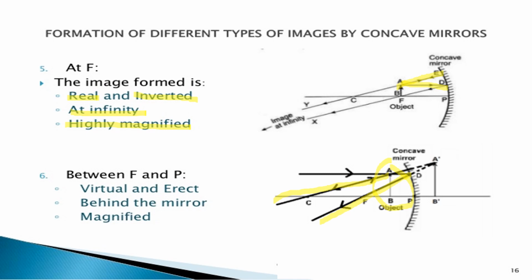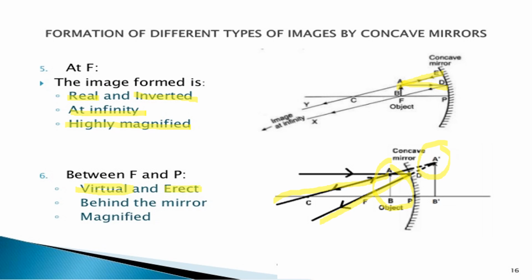So what we'll do here is draw dotted lines by extending these two reflected rays backwards. Wherever these dotted lines meet, from that point onto the principal axis, we'll draw one arrow mark showing the image formation. So we can say that the image is formed by apparent intersection, not actual intersection. Because of that, the image formed is a virtual image, and it is an erect image.